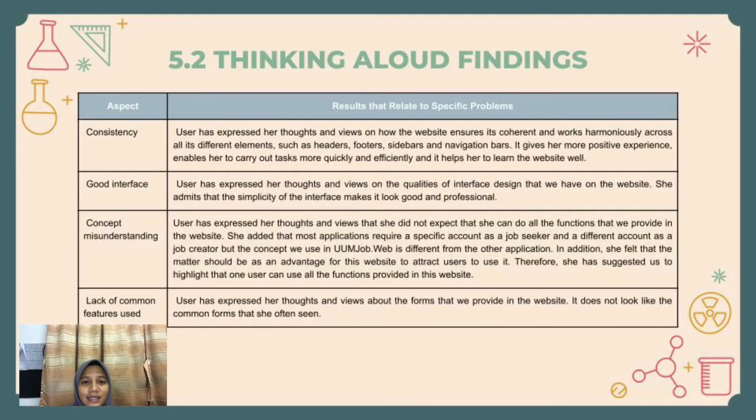First is concept misunderstanding, that she did not expect that she could do all the functions that we provide on the website. Second is lack of common features used, that the forms that we provide on the website do not look like the common forms she often sees. So that's all for the findings for both methods.